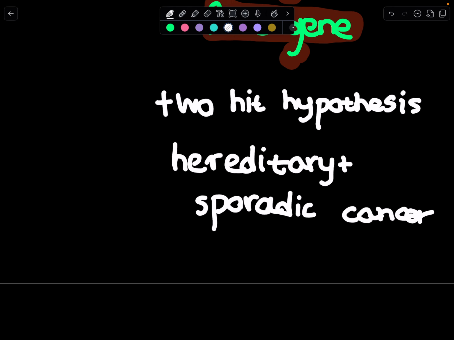Tell me the difference between the two hypotheses then. The two-hit hypothesis applies to both hereditary and sporadic colorectal cancer, but differs in how the hits occur. In hereditary cases like FAP, the first hit is an inherited APC gene mutation present in all cells, and the second hit is a somatic mutation or loss of the normal APC gene in a colon cell, rapidly leading to polyps and cancer. In sporadic cases, both hits are somatic mutations acquired over time in a single colon cell, typically taking years to accumulate due to environmental or lifestyle factors, resulting in a slower progression to cancer.